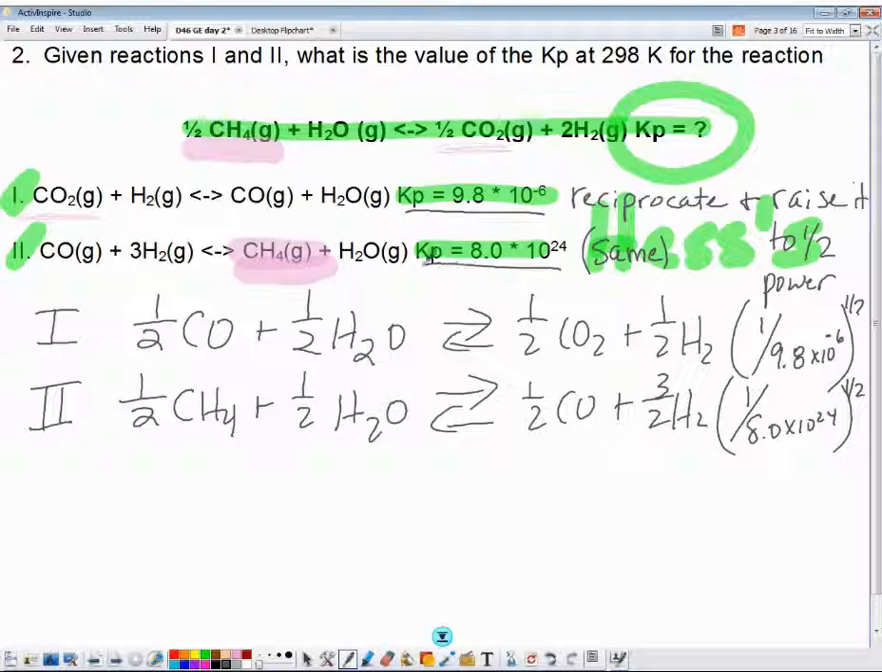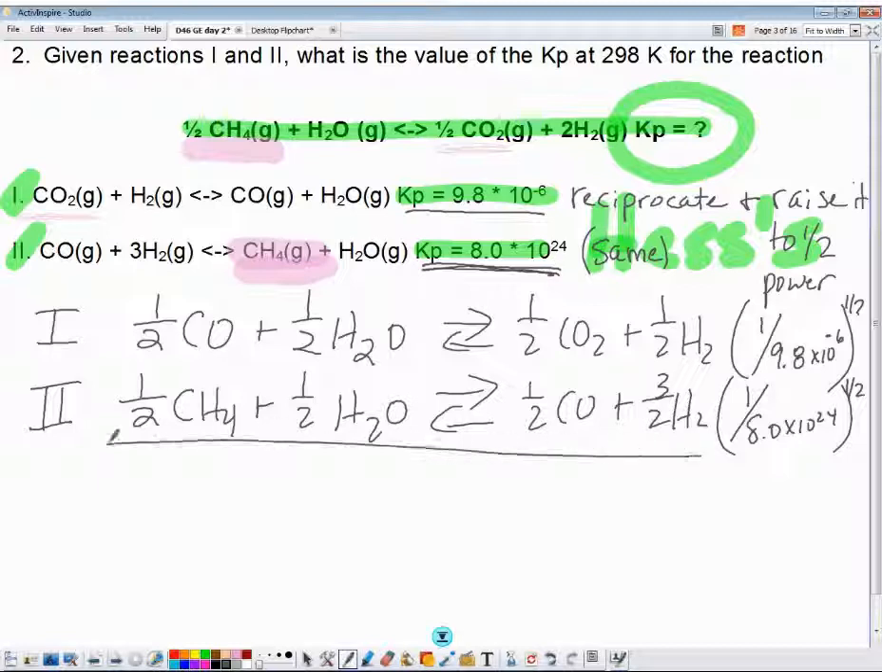Let's talk about this one, Ashley. Originally, this fellow right here, that Kp, 8 times 10 to the 24, tells me who's favored. It's product side, because that's a big number. And remember, these K values are products divided by reactants. So that big number says product favored. All right, Skylar, if I take that number and reciprocate it, what have I done to the reaction now? I flipped the reaction. But if I take this value right here and I reciprocate it, what does it tell me about who's favored now? It was product favored as is right here. Now it's going to be reactant favored.